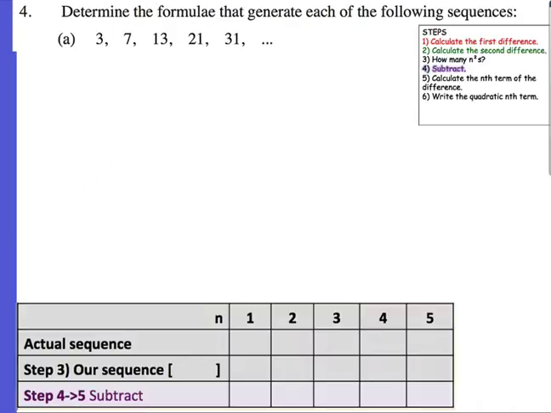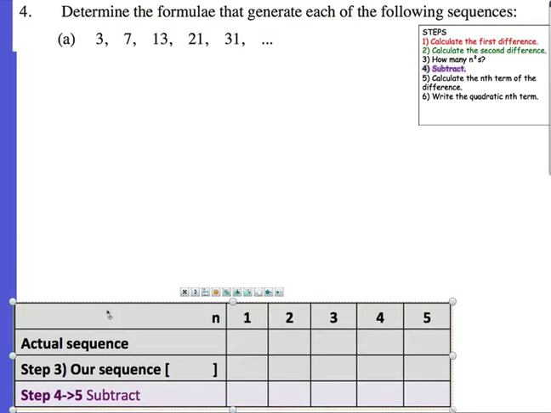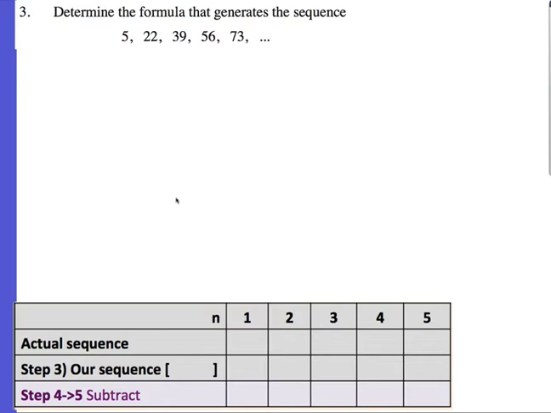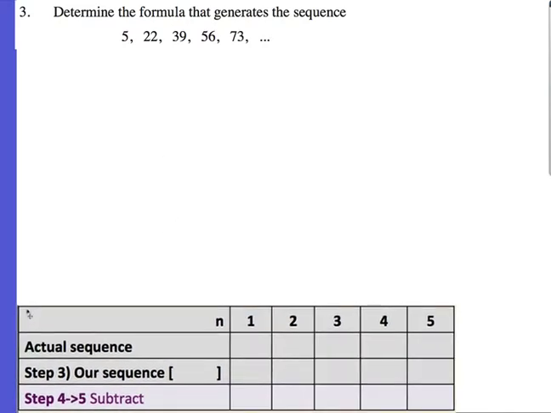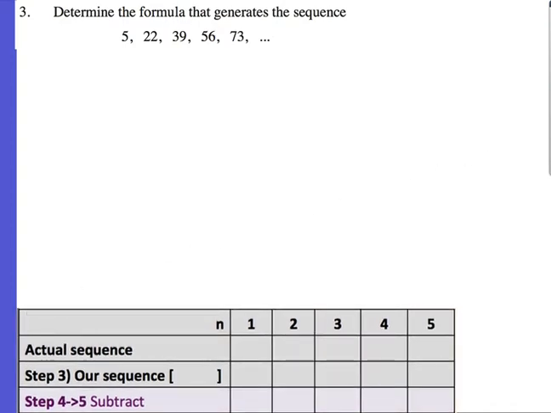Question 3. Determine the formula that generates 5, 22, 39, 56, 73. It's asking us to work out a formula. And when you've got a formula like this, you'd probably need your table. So if you don't draw your table, you probably won't get the answer correct. Now with this formula you can see it's increasing quite vastly, so it could be a quadratic formula or quadratic sequence. Let's check it out.